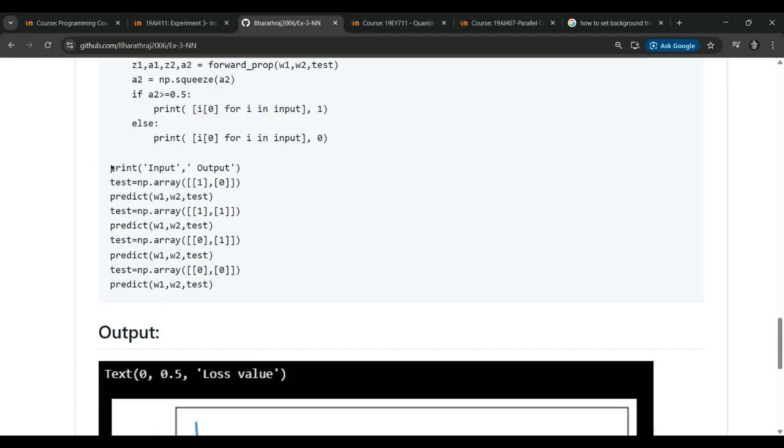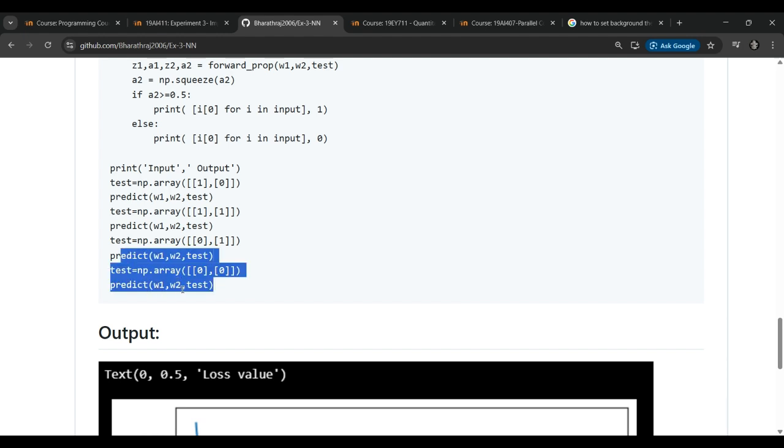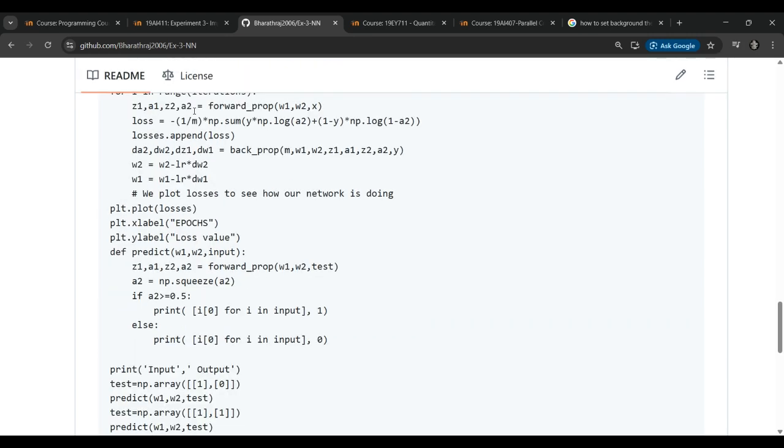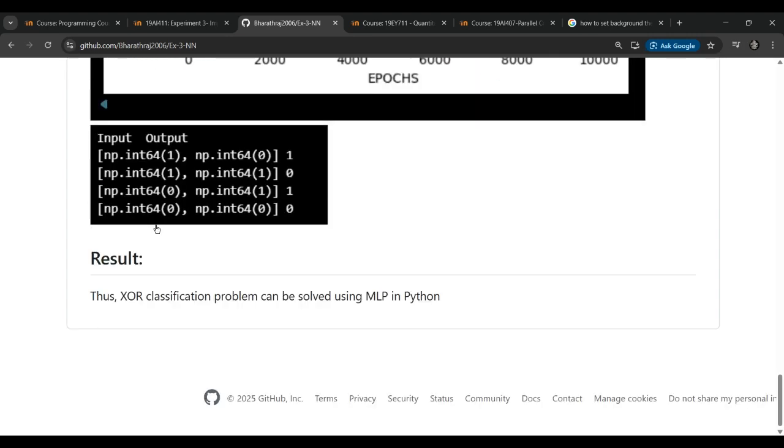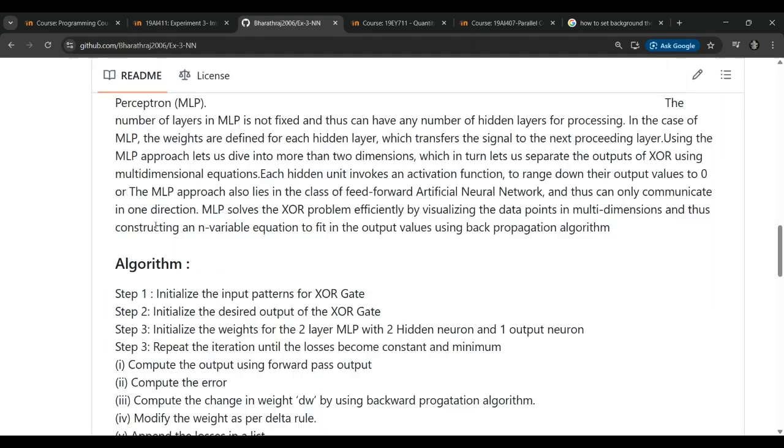We are also printing the predictions by supplying the weights and test data. Test refers to the output data, and w1 and w2 refer to the updated weights from the back propagation. Thus the XOR classification has been implemented.